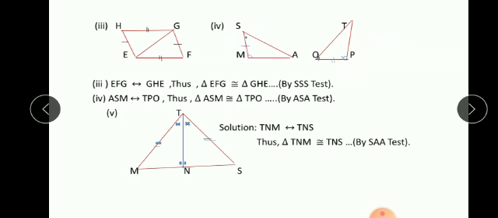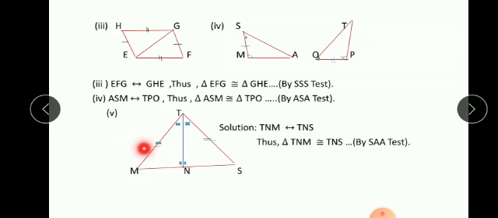That's why with these identical marks what can we say? ASM corresponds to TPO. Thus triangle ASM is congruent to triangle TPO. By which test? Angle side angle test, ASA test. Now fifth figure solution. Let's see.